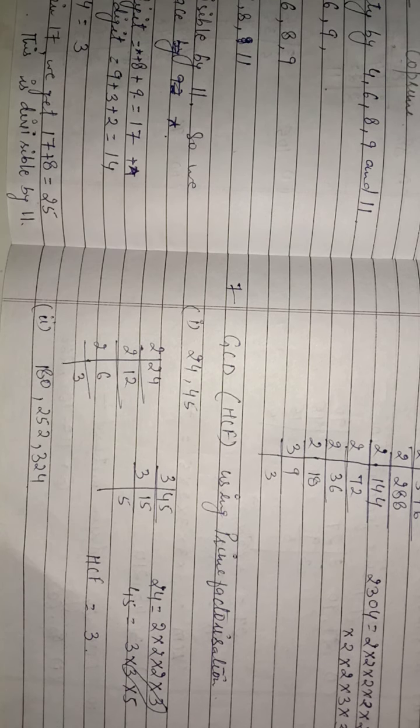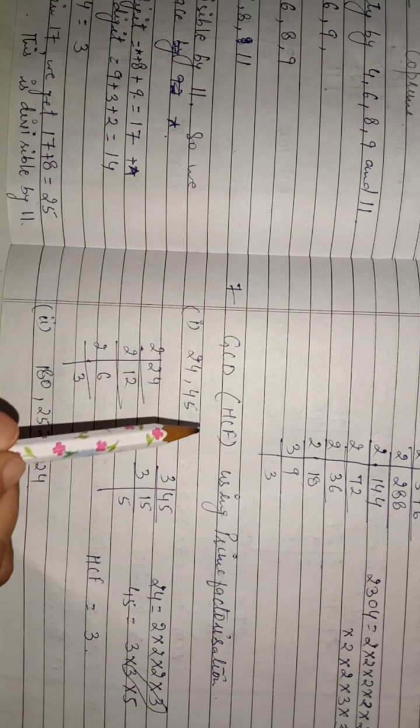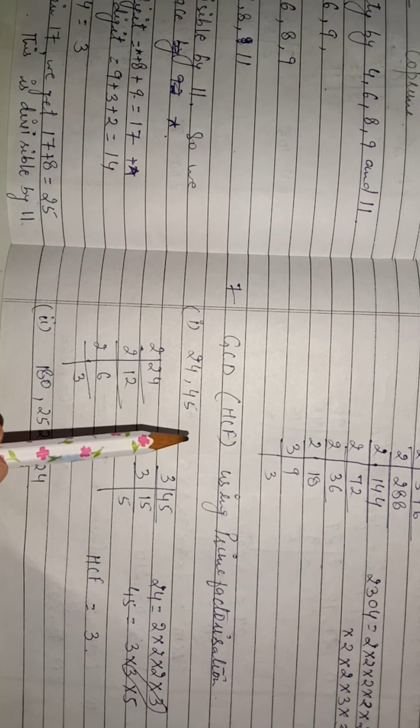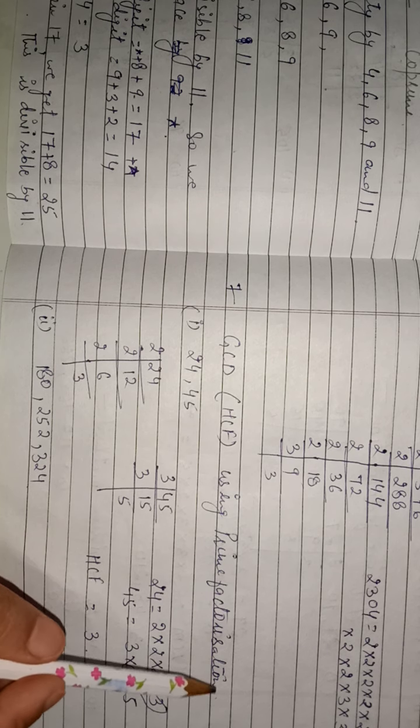And now going to the next question, question number 7. Here we have to find the GCD. GCD is the greatest common divisor, and the greatest common divisor is the HCF, that means highest common factor, using prime factorization.